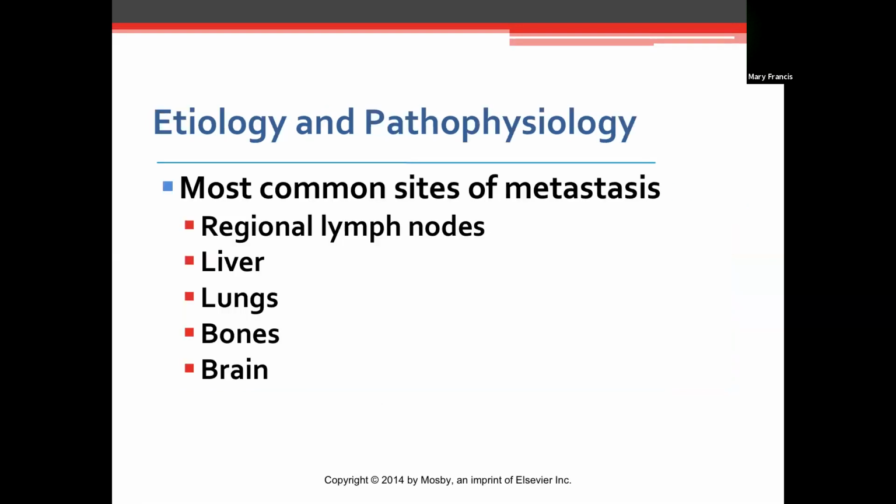The etiology and the pathophysiology. Unfortunately, one of the most common sites of metastasis is the lymphatic system. And once it enters into the lymphatic system, then it has the opportunity to embed itself into other areas: the liver, lungs, bone, and brain.